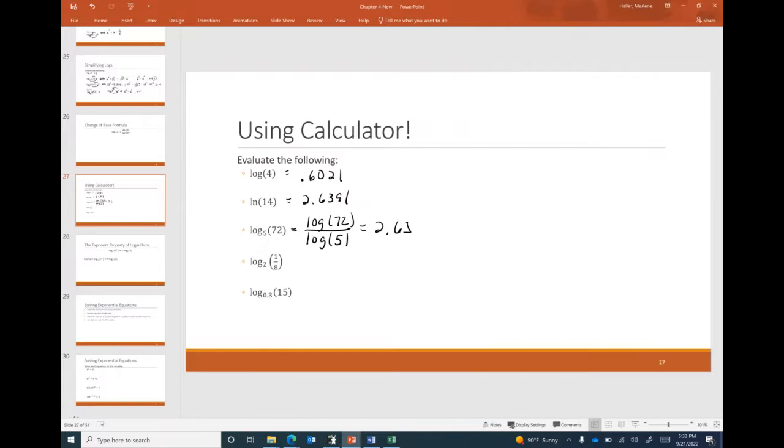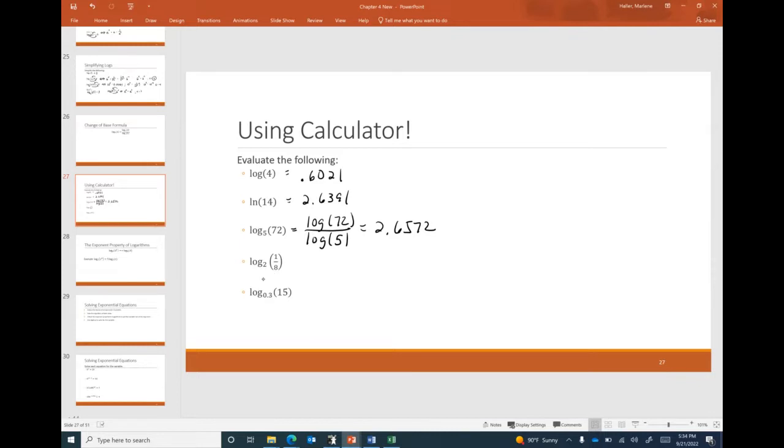2.6572. All right. Now I can also convert this over to natural log and I would get the same value, right? It doesn't matter because it's a ratio. It doesn't matter if I use common log or natural log. Log base 2 of 1/8.